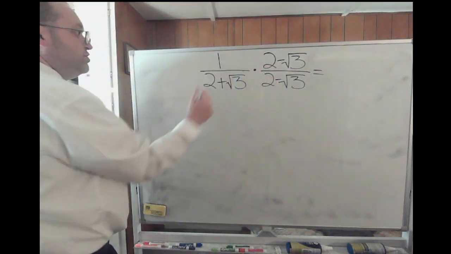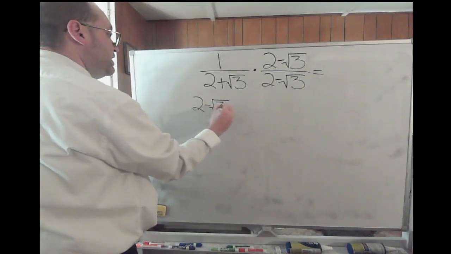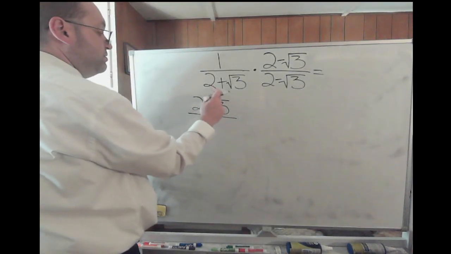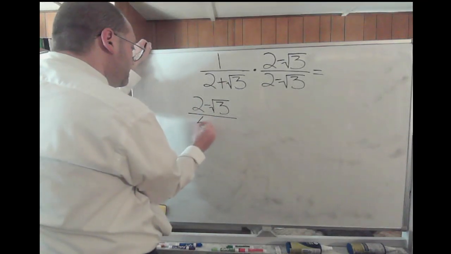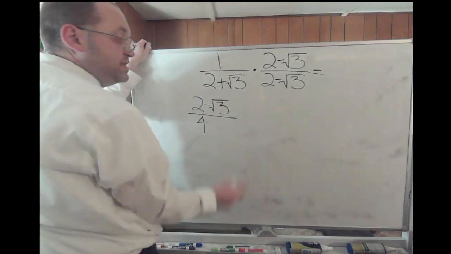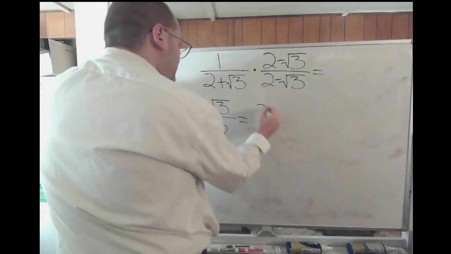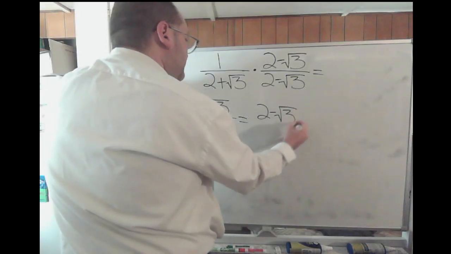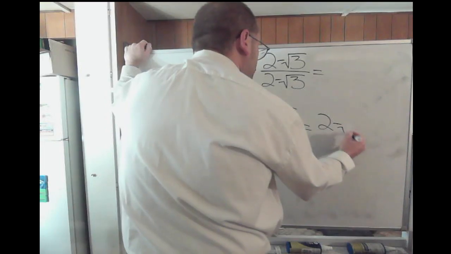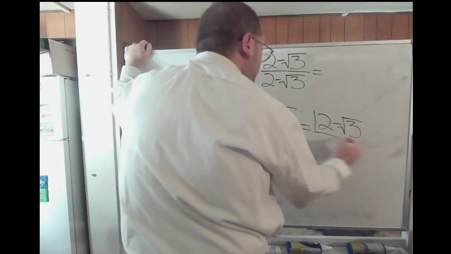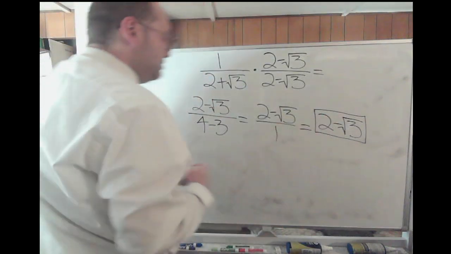So if we multiply the numerator 1 times this, you would just get 2 minus the square root of 3 all over. Now, we have a difference of 2 squares in the denominator, so 2 times 2 is 4. Then square root of 3 times negative square root of 3, that'd be minus 3, which just means now you'll have 2 minus the square root of 3 over 1, or simply you would just get 2 minus the square root of 3. And that would be your answer to this problem.